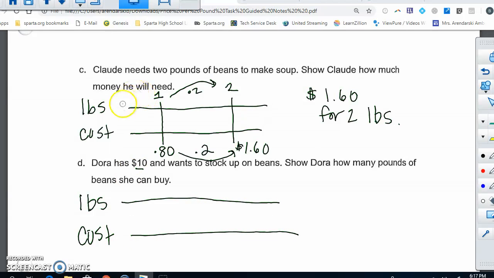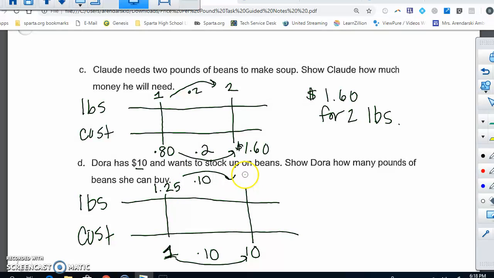But this time, we're not using the information from part C. We knew that $1, stay with me here, $1 gave us 1.25 pounds. In this particular problem, Dora has $10. So the relationship here is times 10. So if we use our calculator or we use mental math here, Dora can buy 12.5 pounds of beans. Let's write our answer, 12.5 pounds of beans.